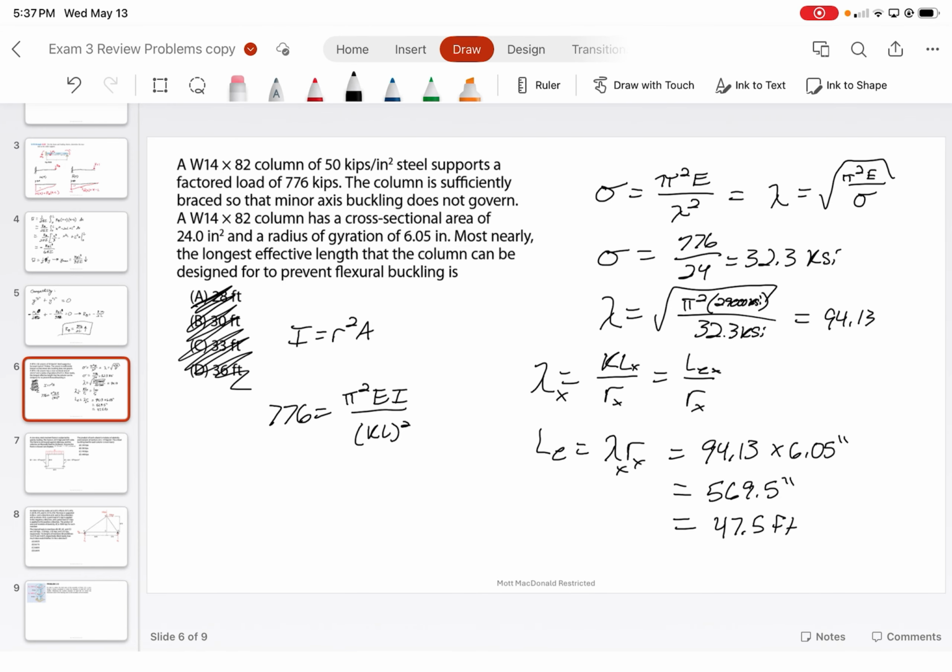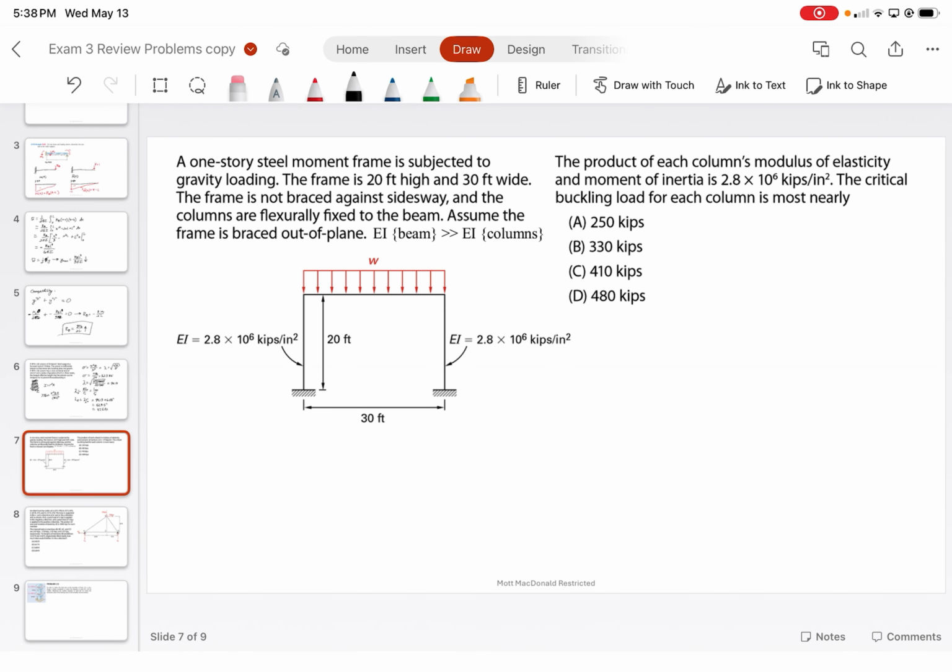All right. Now, here's another question. A one-story steel moment frame is subjected to gravity loading. The frame is 20 feet high and 30 feet wide. The frame is not braced against side sway, and the columns are flexurally fixed to the beam, meaning that EI of the beam is significantly larger than EI of the columns. Assume the frame is braced out of plane.